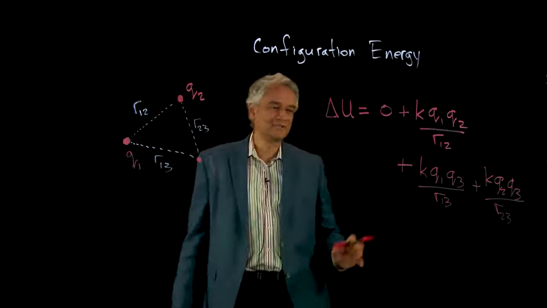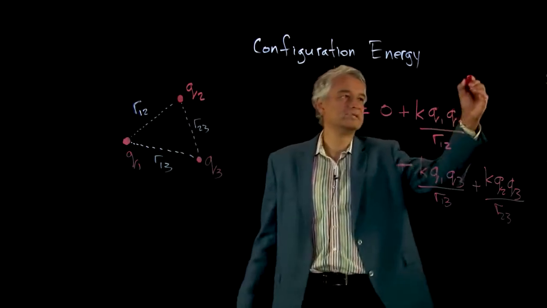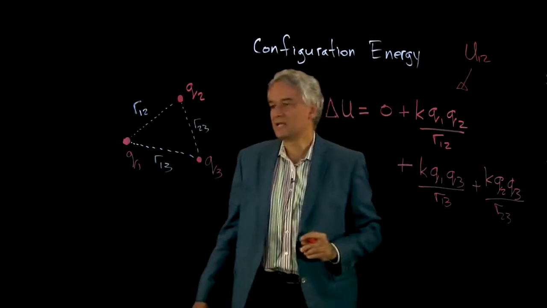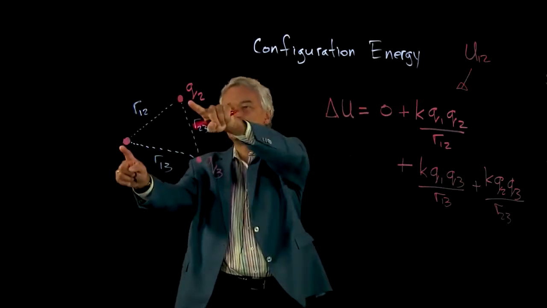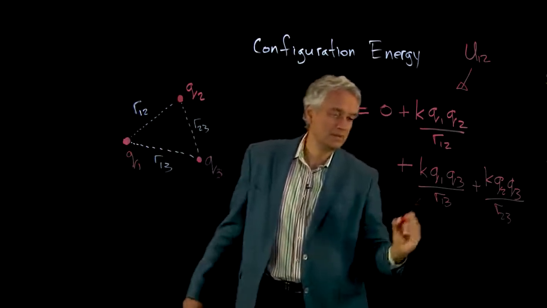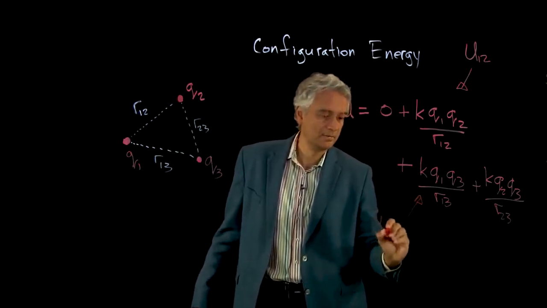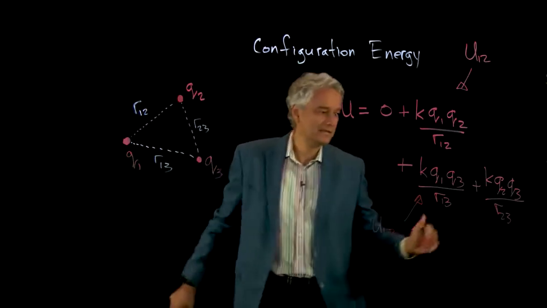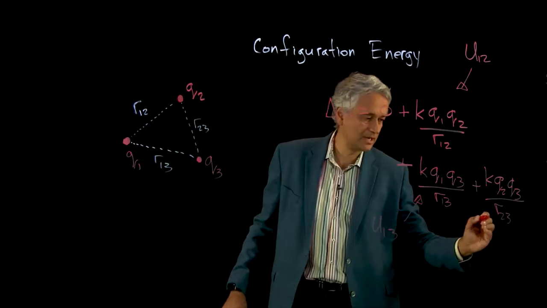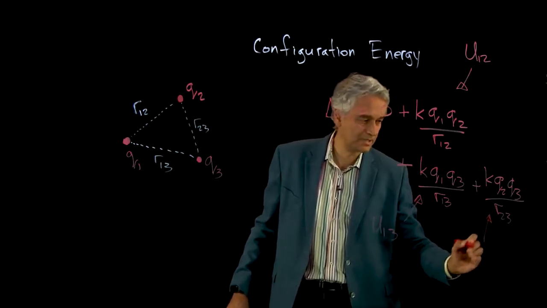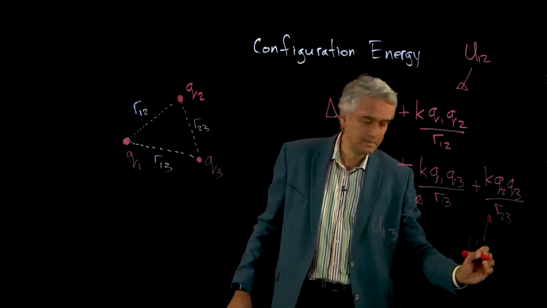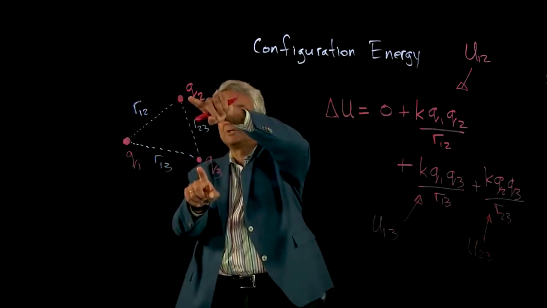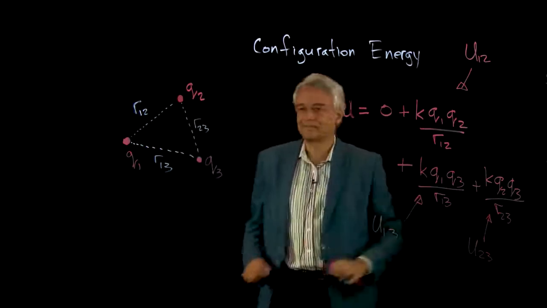If you look at the final answer, there are 3 terms in it. This one we could call U12. This is the potential energy associated with charges 1 and 2. This one we could call U13. This is the potential energy associated with charges 1 and 3. And the third contribution to the configuration energy, the total potential energy of this configuration, is U23. This is the potential energy due to the interaction between charges 2 and 3. And you add them all up.